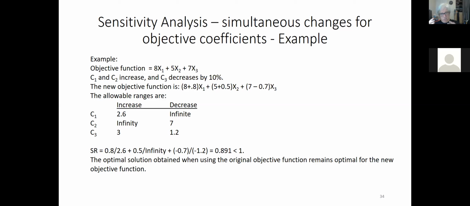So that's the rule. It's called the 100% rule. I call it the sum of ratio rule. It tells you if the optimal solution on simultaneous changes will change or not. And the changes are in the objective coefficients.